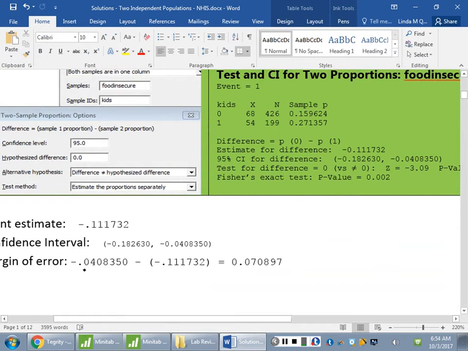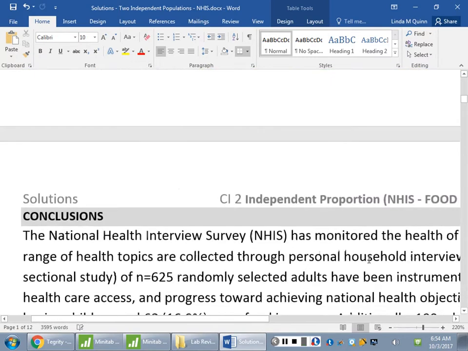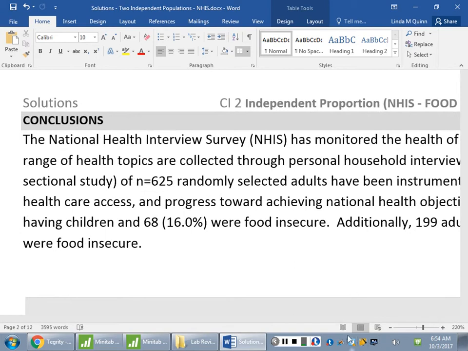And then I calculate the margin of error. I calculate the margin of error almost always by taking the upper confidence limit and subtracting the point estimate. So you've got to be careful. This is a negative minus a negative. Okay? So that gives me a positive 0.07897. Margins of error are always positive. Remember, we add and subtract them from the point estimate. So if you get a negative number, you've probably done a little bit of the mathematics wrong. All right, so that gets us to our conclusion section.